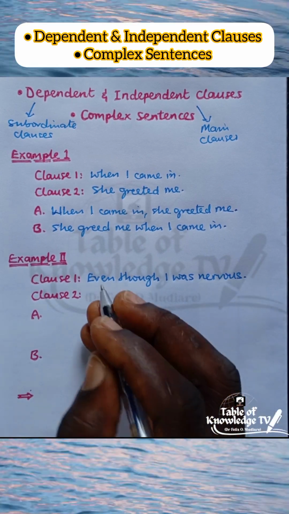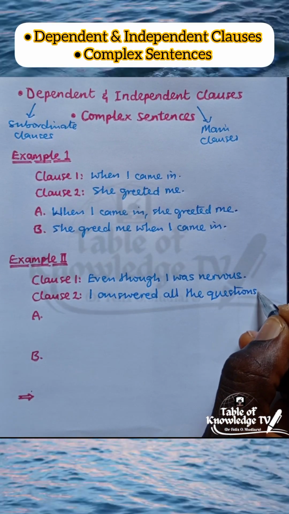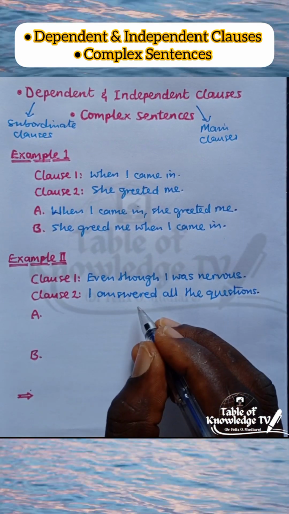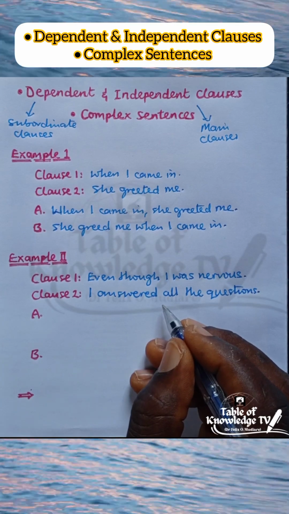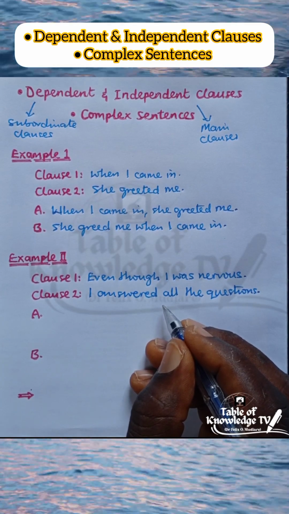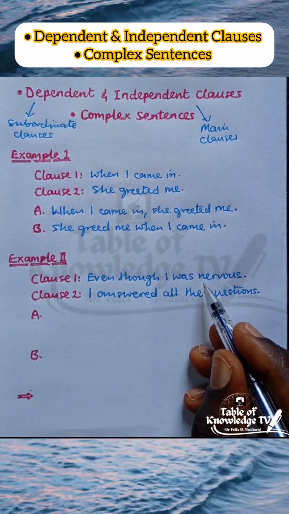Let's look at clause 2. It says, I answered all the questions. Good. This is a complete sentence with full meaning. This is an independent clause. It makes sense on its own. How then do we make this dependent clause have meaning?